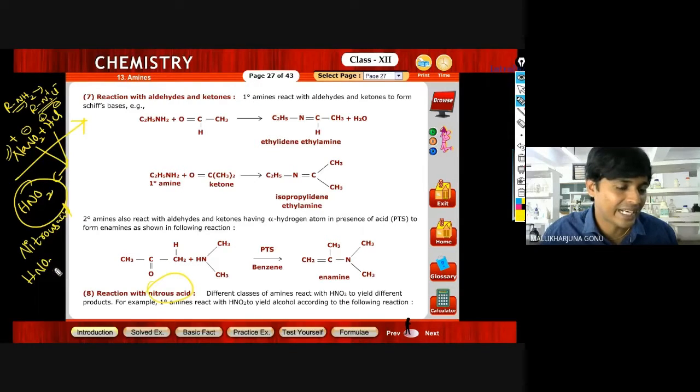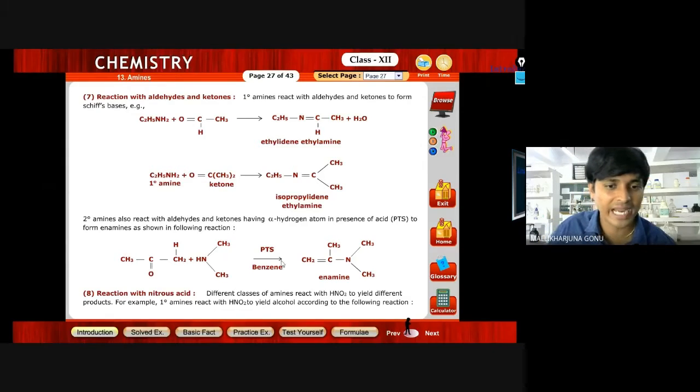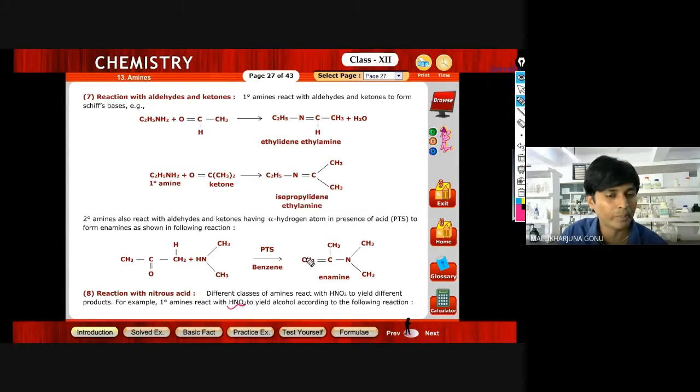HNO3 means nitric acid. HNO2 means nitrous acid. So it is simple now, it is clear to you now. So if you use HNO2, you get the diazonium salts, right? So what happens when you use this nitrous acid? That we will see, because it is not available as such. We have to prepare it, so that is the reason in the reaction medium we were taking NaNO2 HCl. Different classes of amines react with HNO2 to yield different types of products.